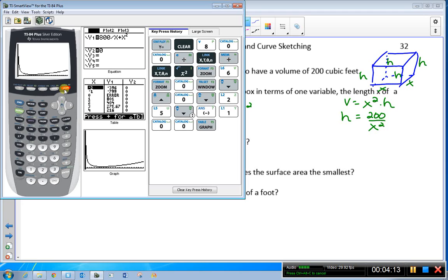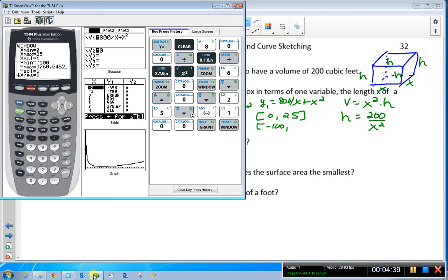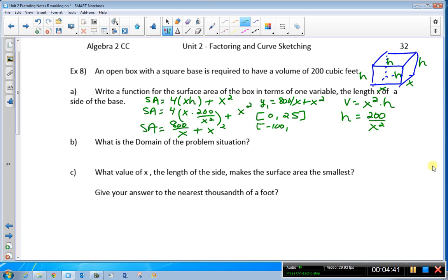All right, so my window is 0, 25, negative 100, and 3760 basically. I forgot what I just said that was. 3760.